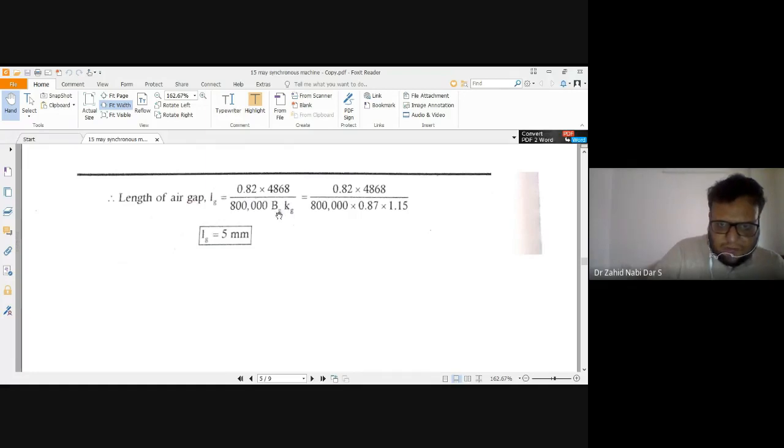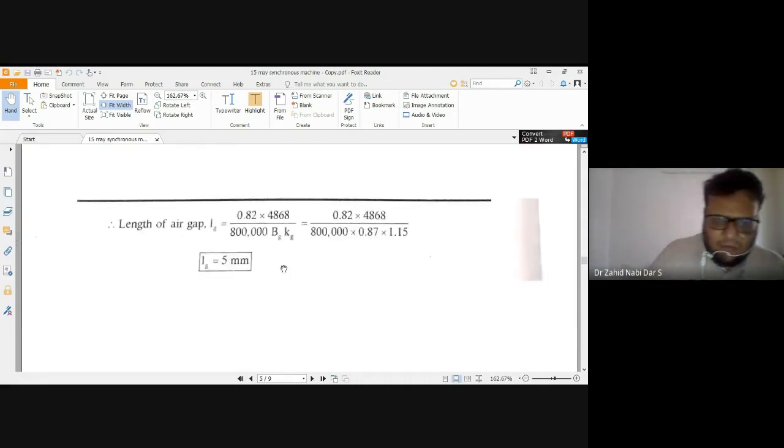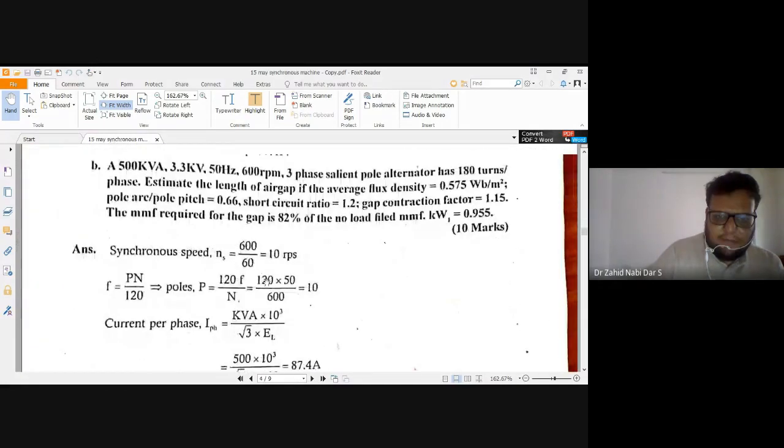Substitute these values. BG value 0.87. So length of the air gap you are getting 5 mm. Again we will do the problem if you are having doubt. So again we will look at the problem. 10 marks are in hand within 5 minutes.